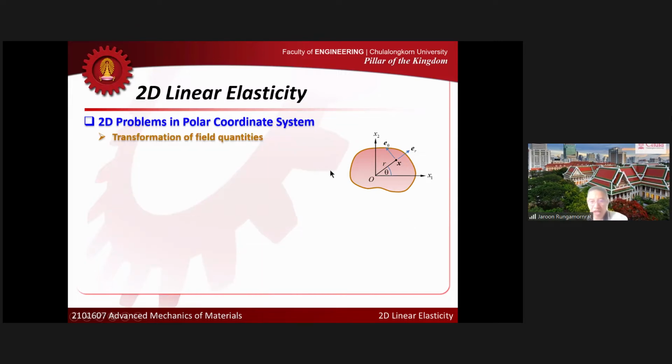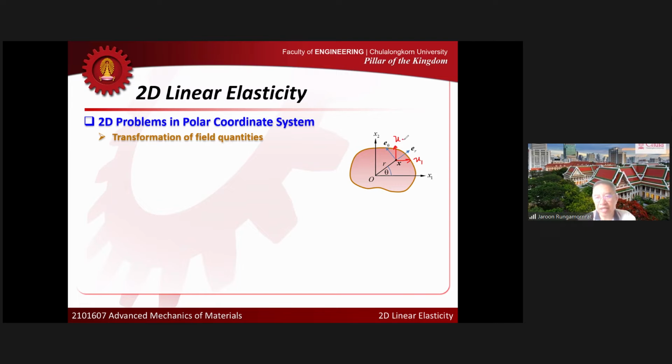Also, before we talk about the operators, I talk about the field quantities first. You can think about the displacement. Let's say, if you look in terms of x1 and x2, so if I look at the displacement at point x, based on the x1 and x2 system, the displacement at point x can be decomposed into U1 and U2, right? So we can think about the components of the vector in the x1 and x2 directions. And this is the component of the displacement based on the x1 and x2 system.